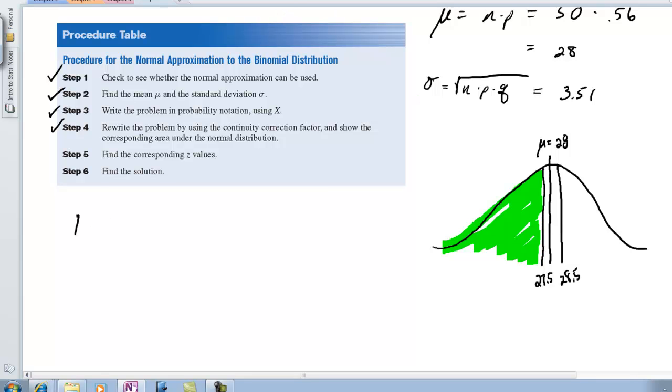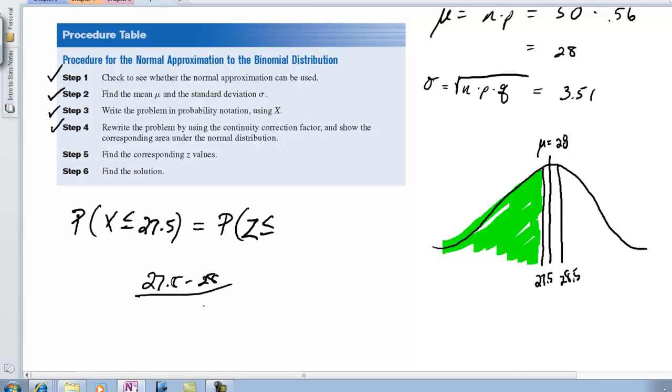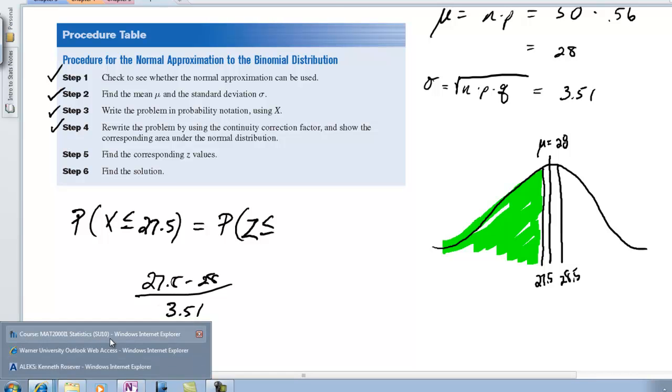We're actually looking for P of x less than or equal to 27.5. To get that, we're going to convert it to a z value. So we're going to do P of z less than or equal to something, and that something is 27.5 minus 28 divided by 3.51. Sorry how messy that is, we'll do that on the ALEKS calculator.